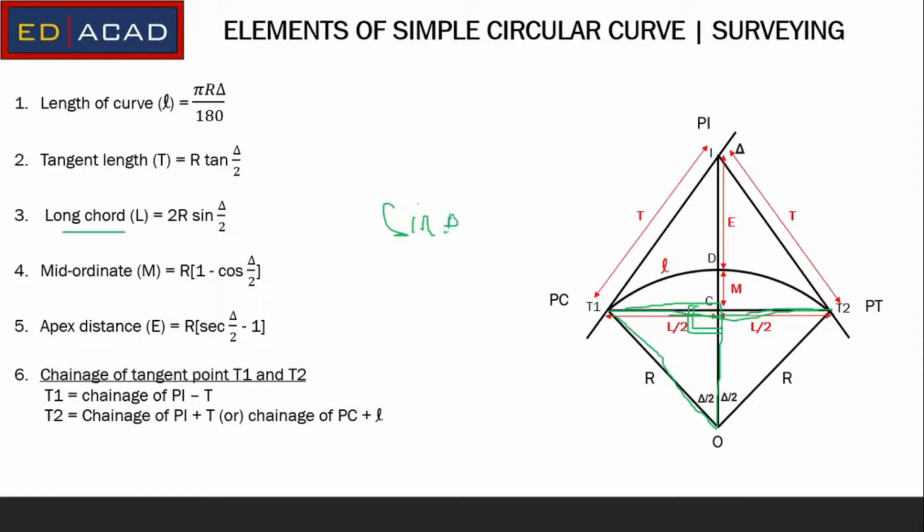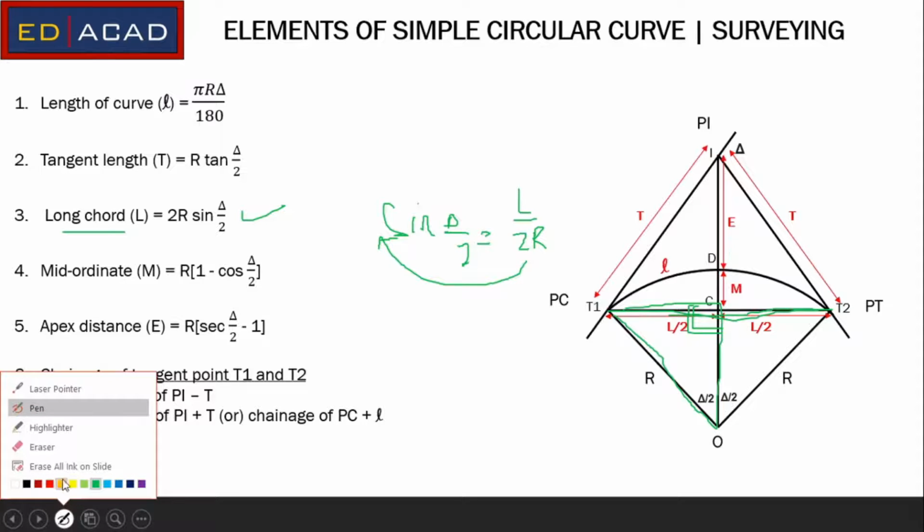What will sine delta by 2 be? Sine delta by 2 is perpendicular upon hypotenuse, so L upon 2 divided by r, or we can simply write it as L by 2r. So you send this 2r over here, and we get L as 2r sine delta by 2. I think this should also be very clear. Let's move on to the next one.